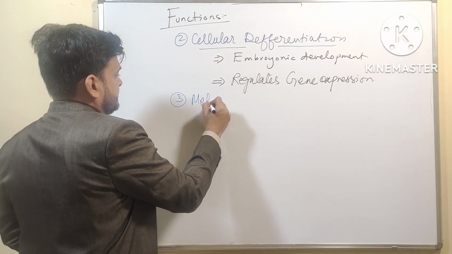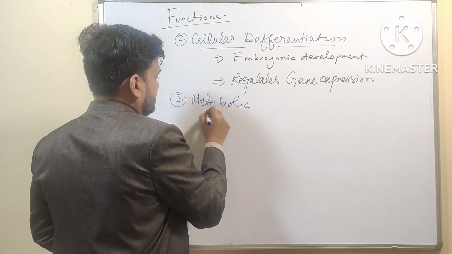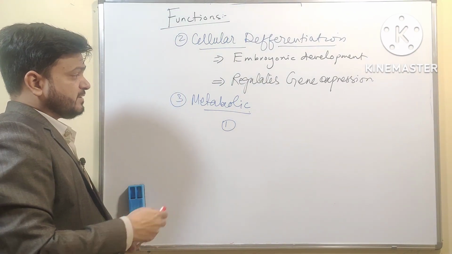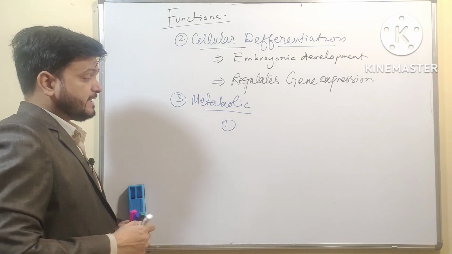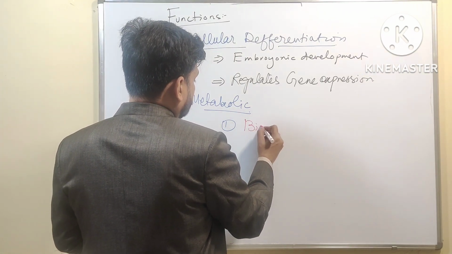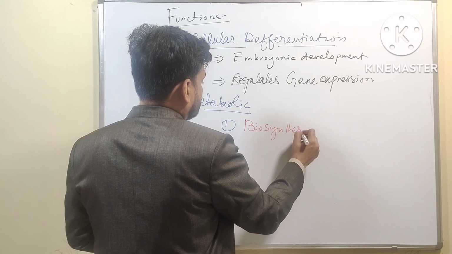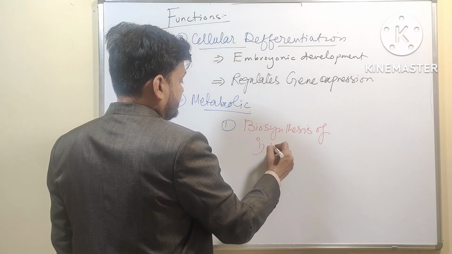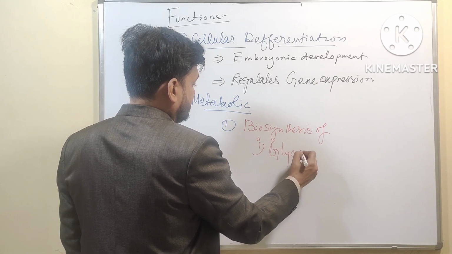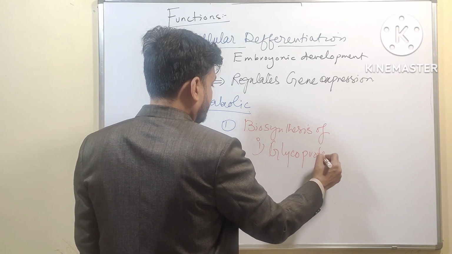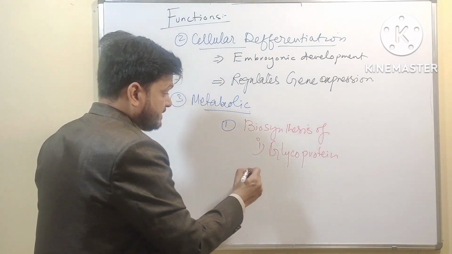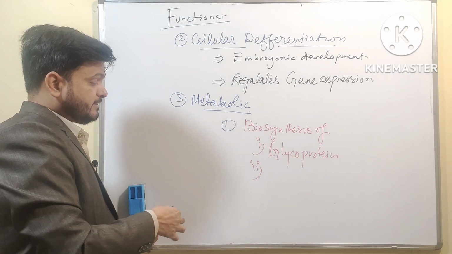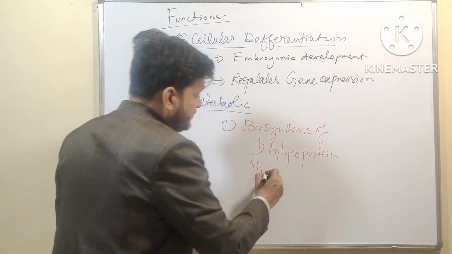metabolic. One of the metabolic functions of vitamin A is that it also regulates the biosynthesis of, number one, glycoprotein. And just focus on this, it also regulates the biosynthesis of mucopolysaccharide.